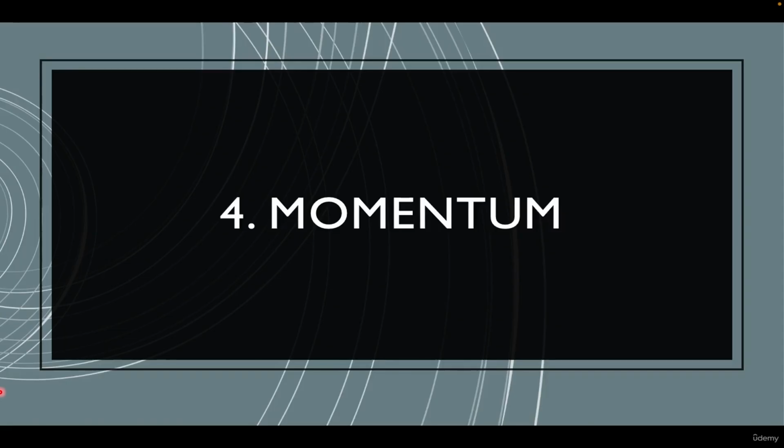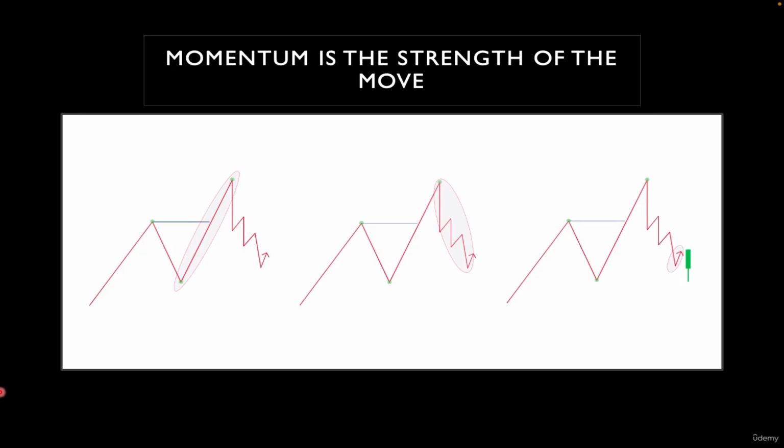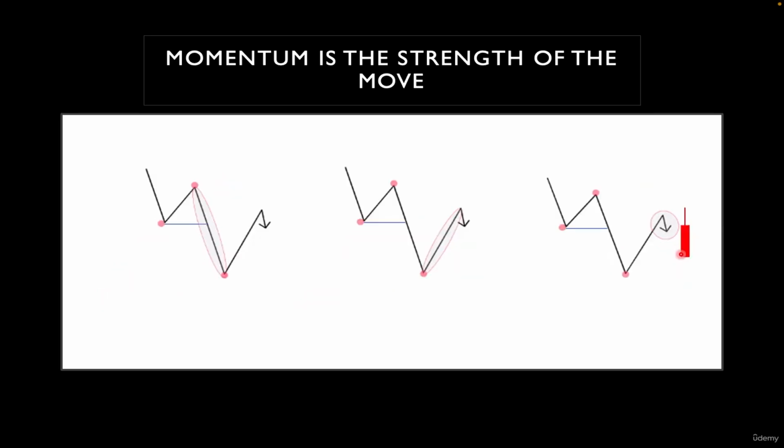Momentum can be simply defined as the strength of the move. For us, there are 3 bits of key information that we should pay attention to when looking for momentum. In bullish trades, it's the push up, the retracement, and the sweep candle itself. And for bearish trades, the push down, the retracement, and the sweep candle itself.